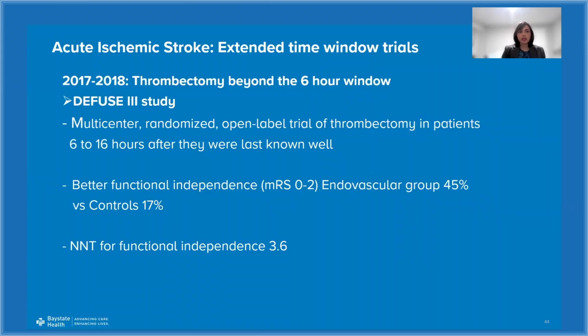And then the next study that came around the same time was this DEFUSE 3. They looked at patients who presented within 6 to 16 hours from their last known normal time. But even in this group, it's important to see that 45% of patients in the endovascular group, that means those who received thrombectomy, did well compared to controls. And the number needed to treat was again 3.6. So for every third or fourth patient, 1 out of those did really, really well.